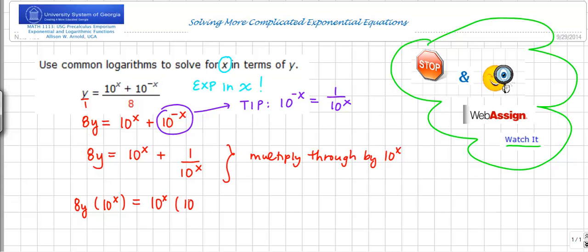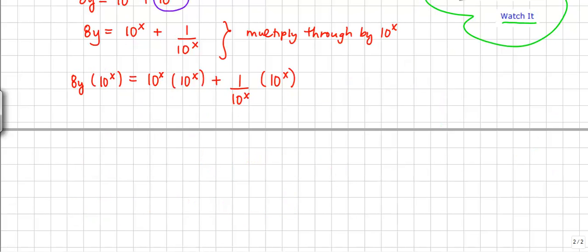Okay, so I'll just walk through distributing here, and I'm going to try not to skip steps. Okay? Alright, so basically what I have is the coefficient 8y times 10 to the x power equals, in this case I could write this as 10 to the 2x, which is the same as 10 to the x quantity squared, and then 10 to the x divided by 10 to the x gives me 1.